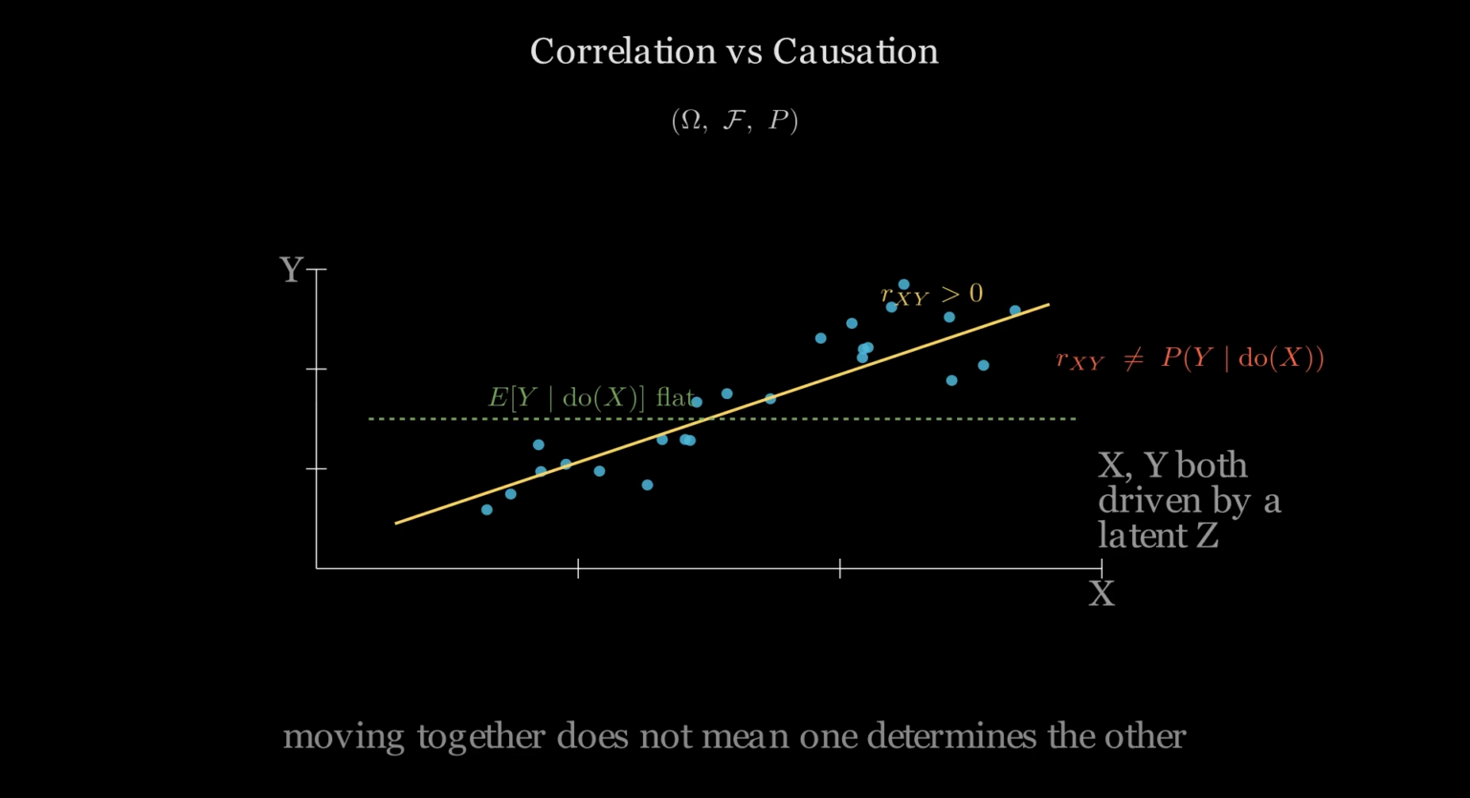A correlation can be high even when there is no causal connection, and a causal connection can produce low correlation under some distributions. The direction of causation cannot be read from a correlation coefficient.